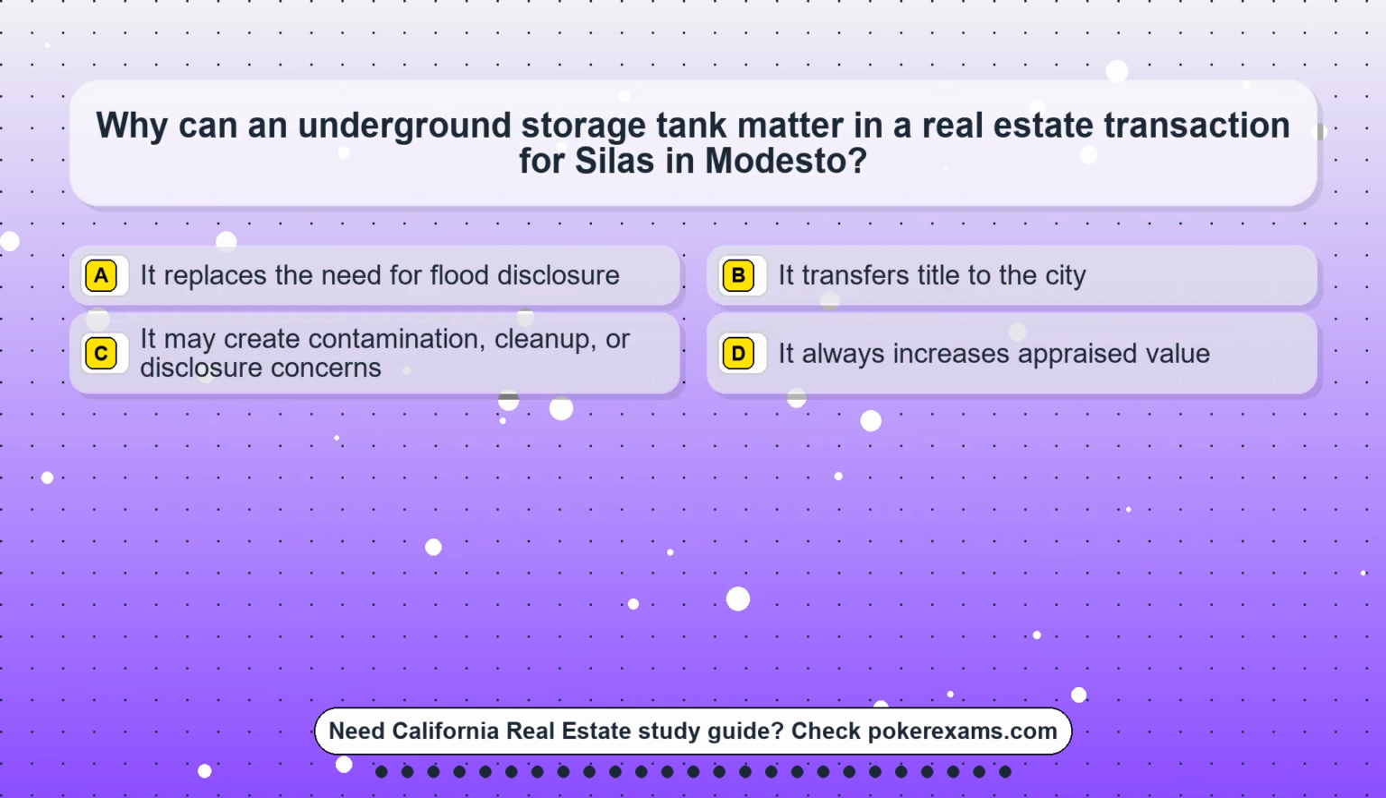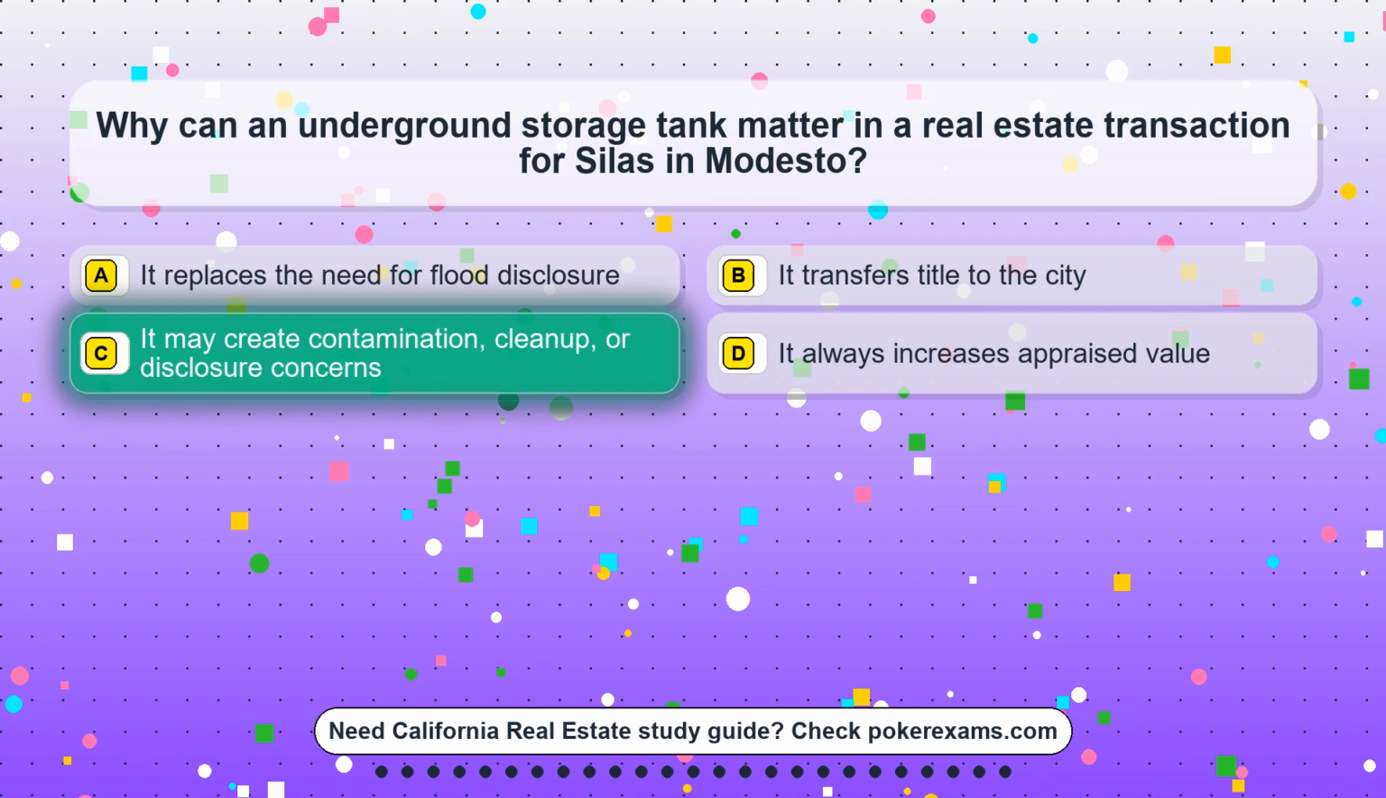Question 16. Why can an underground storage tank matter in a real estate transaction for Silas in Modesto? Option A, it replaces the need for flood disclosure. Option B, it transfers title to the city. Option C, it may create contamination, cleanup, or disclosure concerns. Option D, it always increases appraised value.